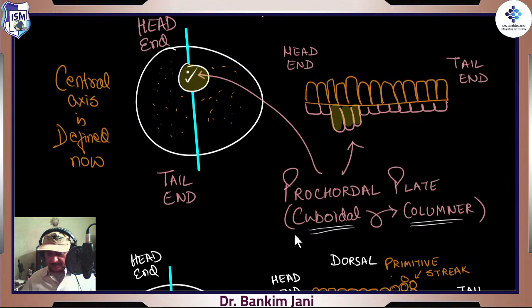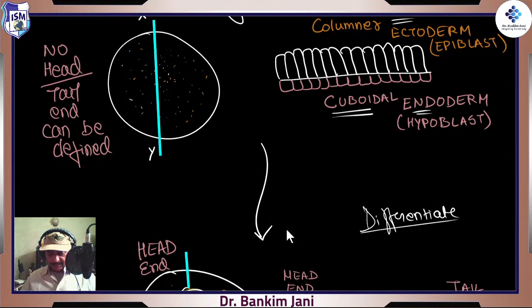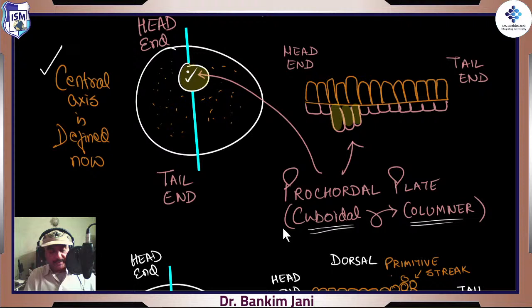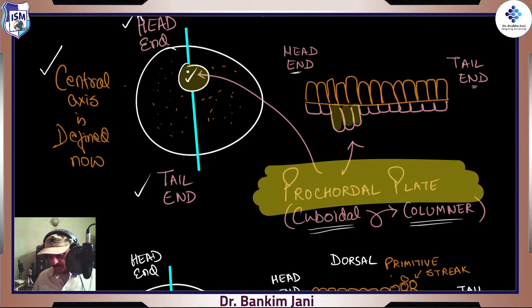Okay, till this point there was no head or tail. Now the head is defined, so we say the central axis is defined. We know this is the head, so that's our central axis. This is the head end, this is the tail end. And if we take a section along the long axis, we also see that this is the head end and this is the tail end. And who is defining it? Nothing but the procaudal plate, because it has transformed itself to columnar.